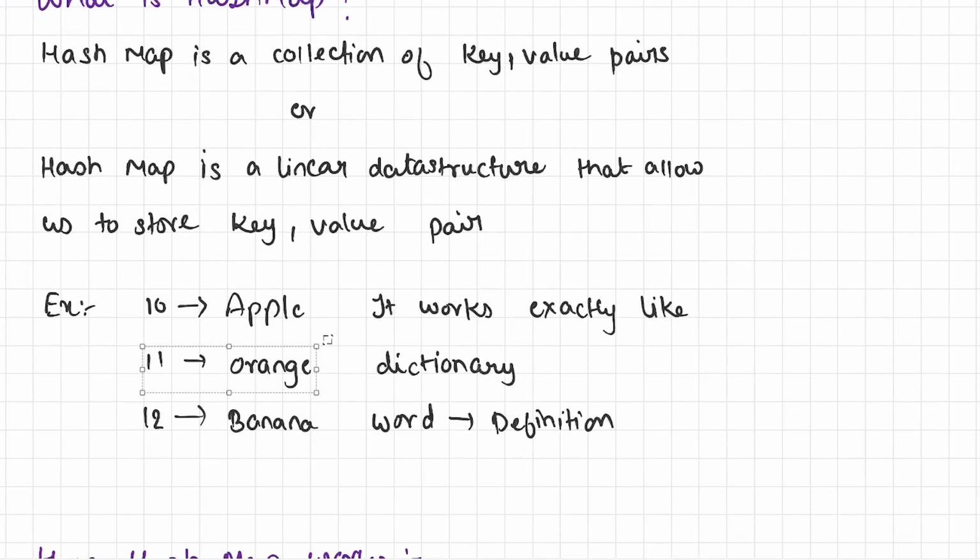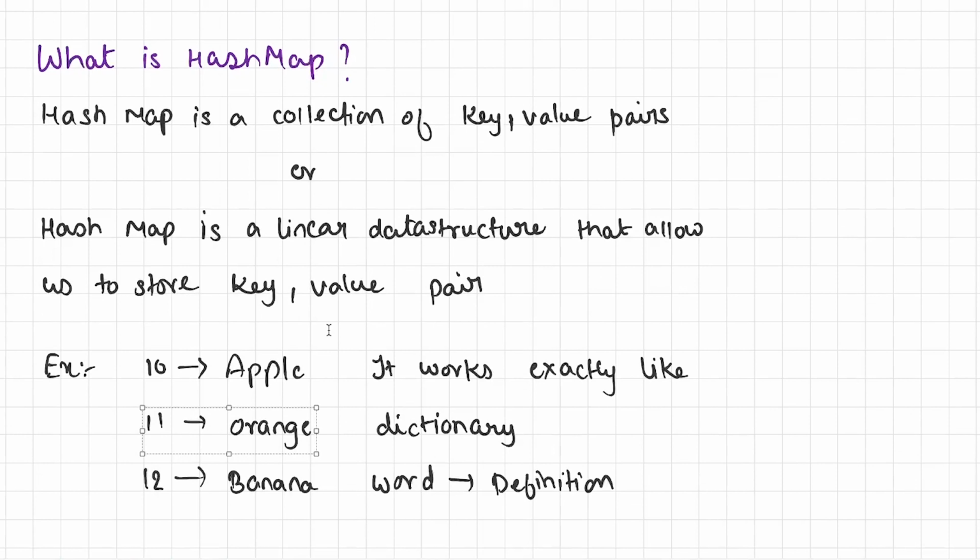So guys, HashMap works exactly like a dictionary. What do we do when we want to search for the definition of any word in a dictionary? We merely go to the word and then we get the definition of that word. So in context of a dictionary, our word is acting as a key and the definition is acting as a value. Whenever we have scenarios where we want to store or associate a key with a value, in that case, we use this type of data structure, that is HashMap.